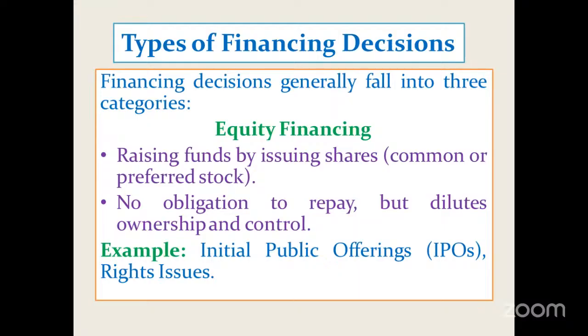So financial decisions generally fall into three categories, the first being equity financing. So here, raising funds by issuing shares. If we want to raise funds, we have to issue the shares, that is common or preferred stock. No obligation to repay, but it dilutes the ownership and control. Examples are initial public offerings, IPOs, and rights issues.